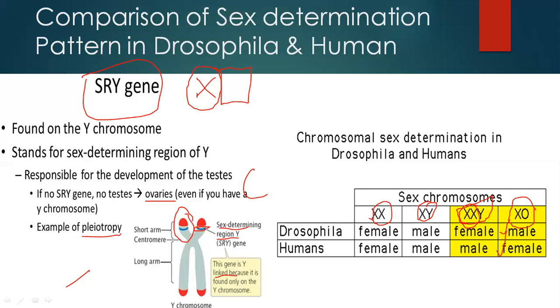So there are some differences, as well as in Klinefelter's syndrome. The same XXY set of chromosomes in Drosophila produces a fertile female, but in humans that is an infertile or sterile male. That is due to the non-disjunction of the chromosomes, which happens during meiosis.